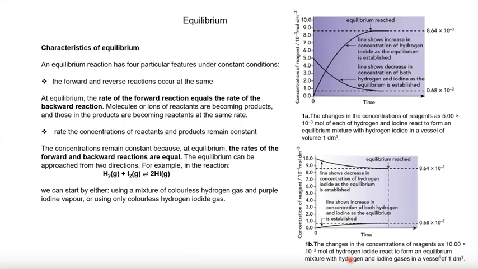Well, an equilibrium reaction has 4 particular features under constant conditions. As I said, one is dynamic. The other is that the forward and reverse reactions occur at the same time. At equilibrium, the rate of the forward reaction equals the rate of the backward reaction. That is, molecules or ions of reactants are becoming products, and those in the products are becoming reactants at the same time.